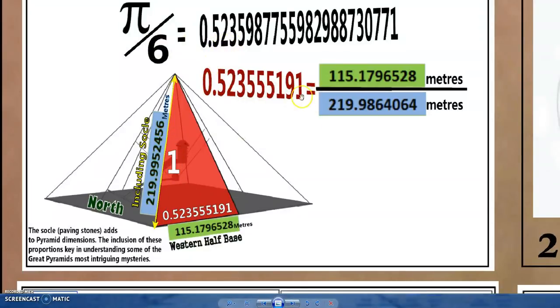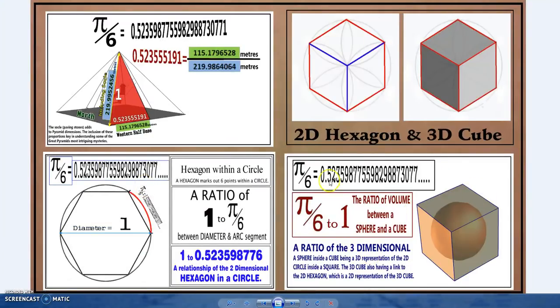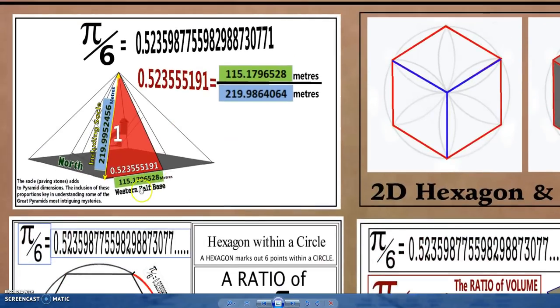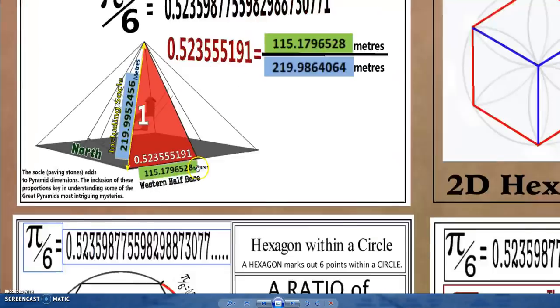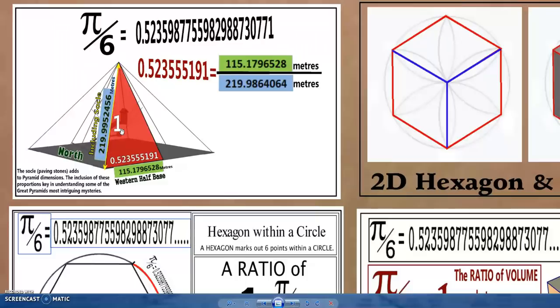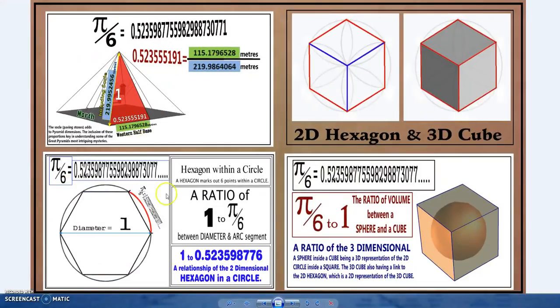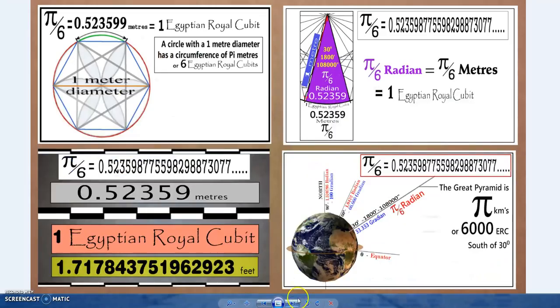And it's interesting because this is a three-dimensional and two-dimensional relationship. We have the base, but we have to include the socle, and that now adds a third-dimensional aspect to this as well. So that's a nice tie-in. But remember the cube and the sphere. The cube is a three-dimensional square. The sphere is a three-dimensional circle. Okay, so we've seen those.